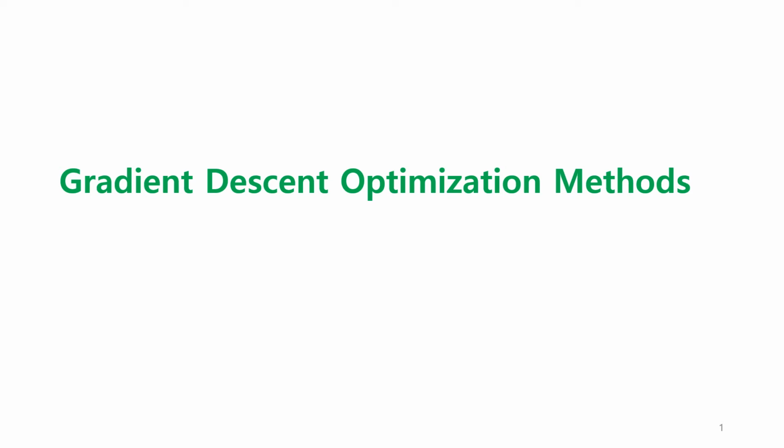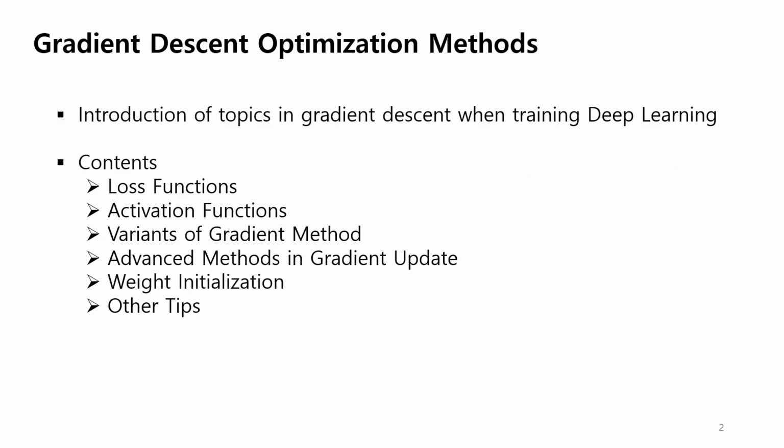In this chapter, we're going to study gradient descent optimization method for deep learning or neural net in general. The gradient descent method is the training method used in deep learning. So in this chapter, we're going to study some method which can improve the performance of gradient descent.